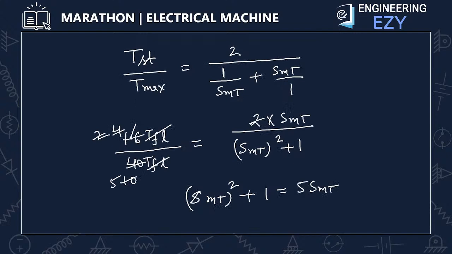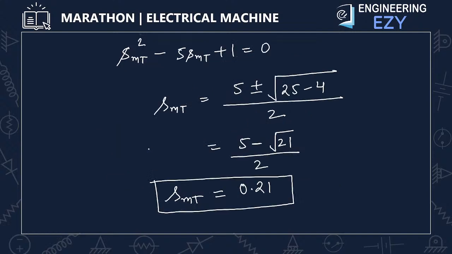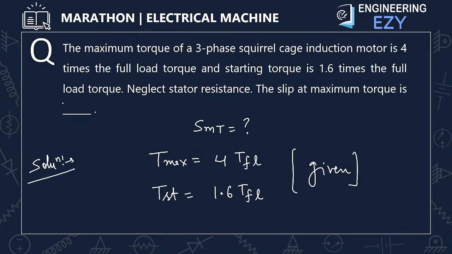If you solve Tst upon Tmax, Tst is the 1.4 Tfl upon 4 Tfl, 0.208. Yes, exactly. Abhishek, I am getting 0.208. Bilkul sahi. So 0.208 is approximated as 0.21, because exactly it is coming 0.208 up to 2 decimal points. I have approximated it as 0.21. Very good, bache. 0.21 is the correct answer. So slip at maximum torque is 0.21.